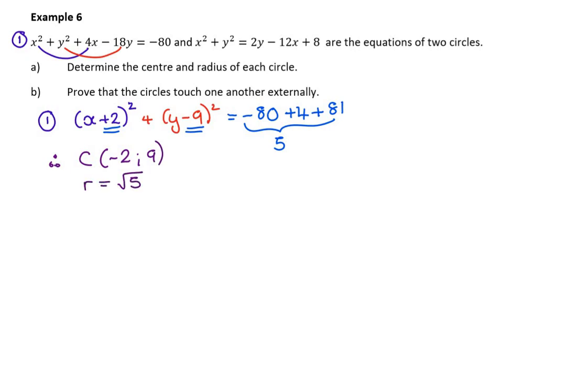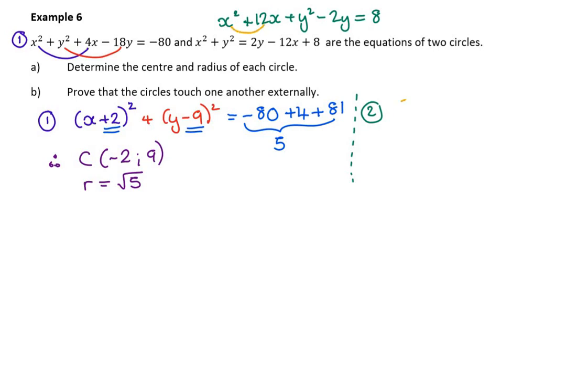Now if I just do the second circle next door to it, it's a little bit more tricky because first I would want to bring over my x's to the side, so it's plus 12x, and I'd want to bring over my y's, so minus 2y, and that'll equal 8. So now that's a little bit easier.